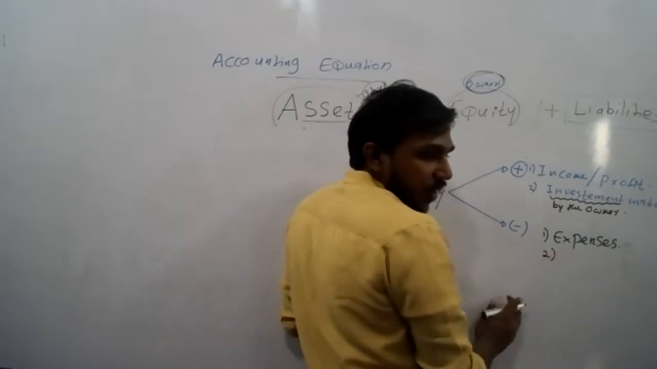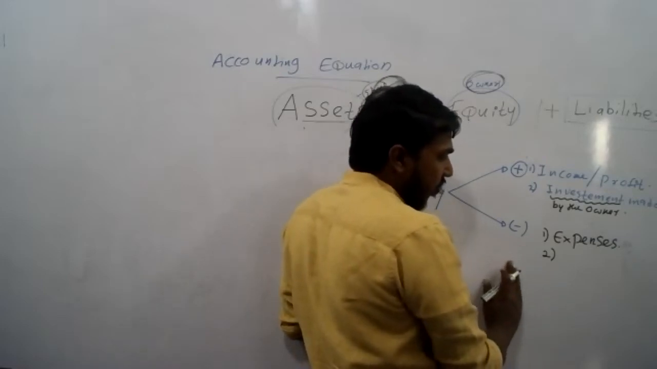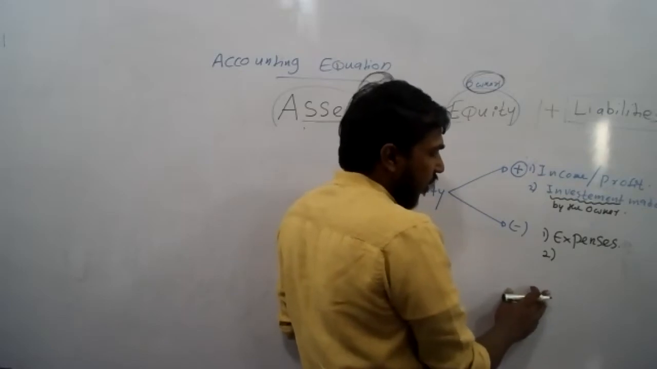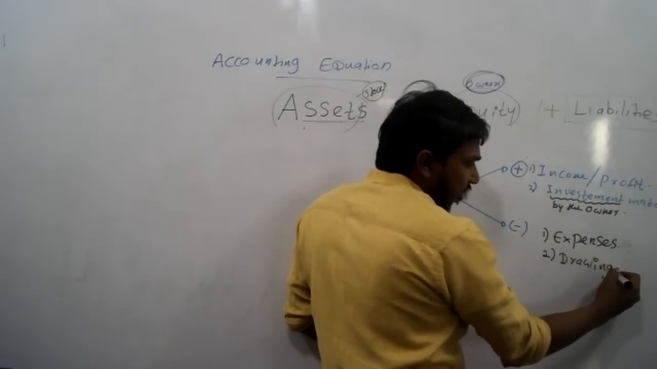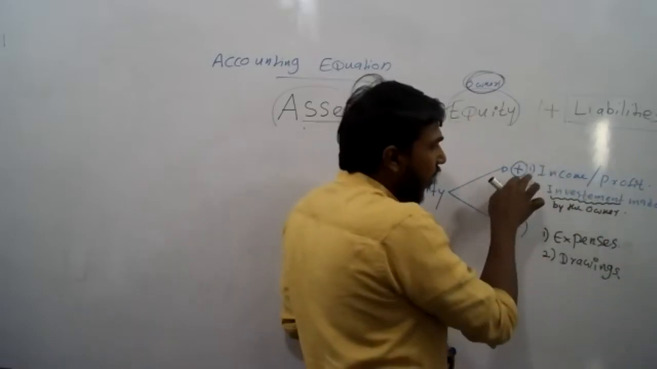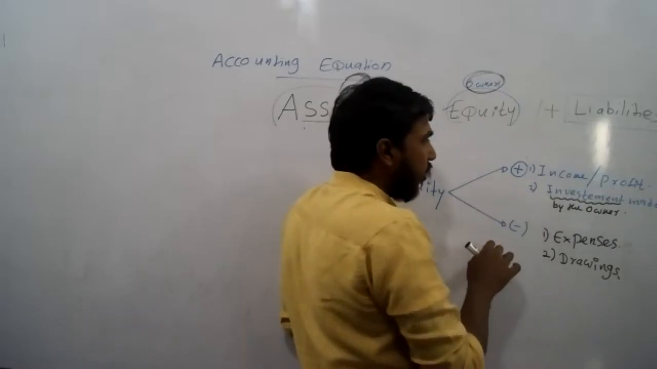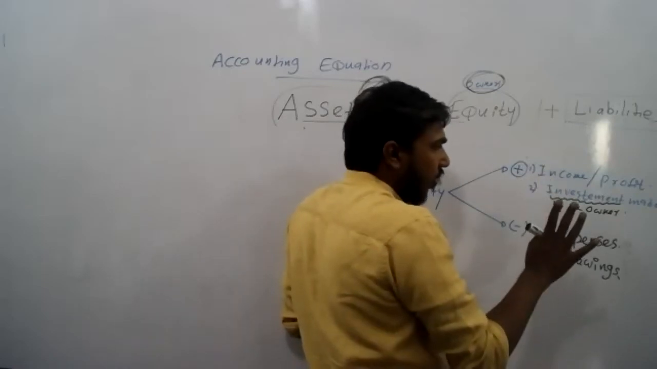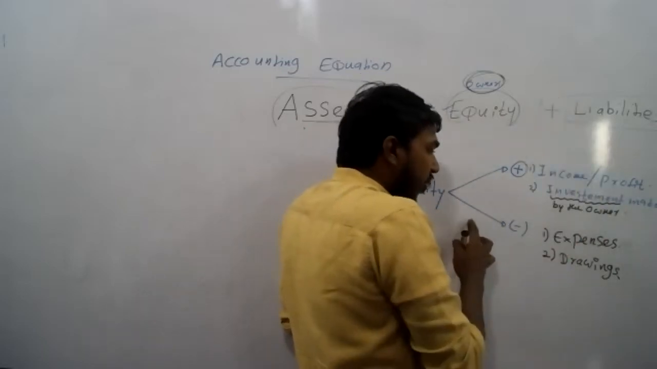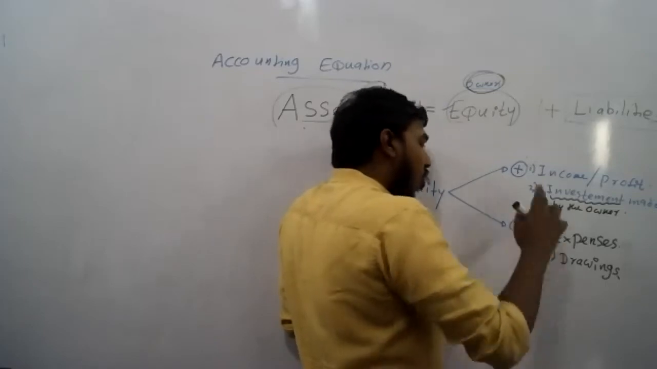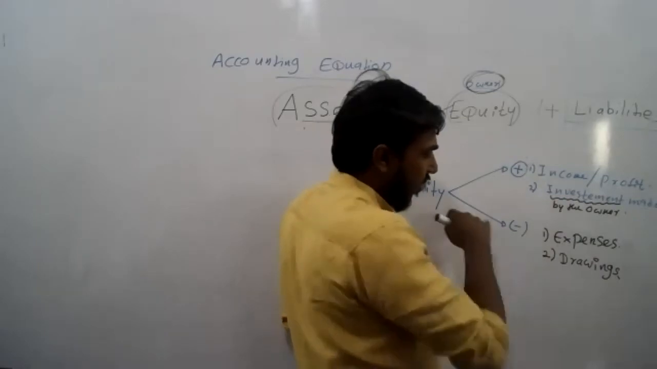Then the other one, keep it in mind, if this is the very first time that you are listening for accounting, this will be a new word. So the second one is drawings. If there was equity increase, could be only one or two. Clear? That means equity would be increased because of income or profit or investment made by the owner. Equity would be decreased only because from the expenses or because from the drawings. Clear?